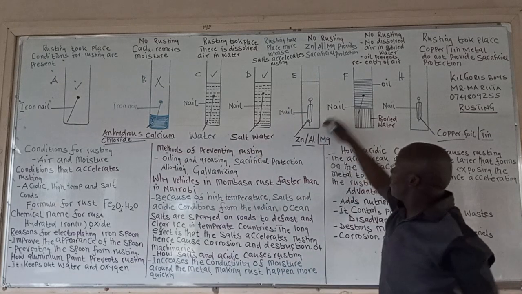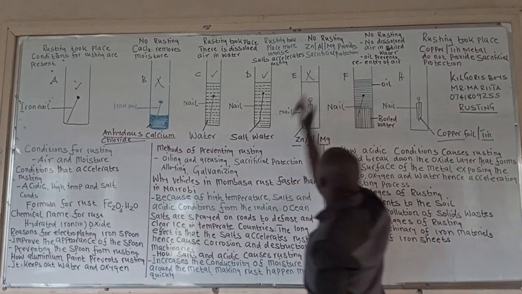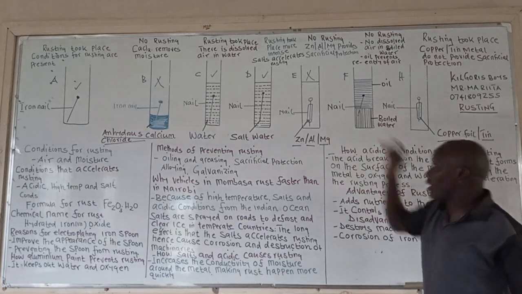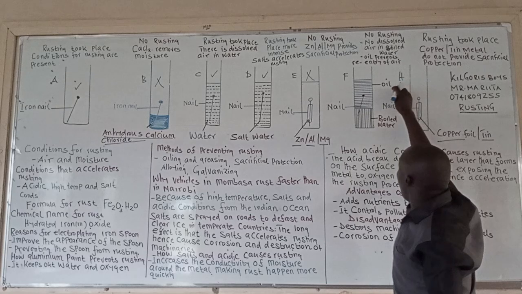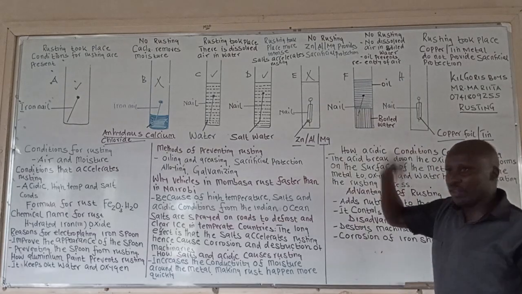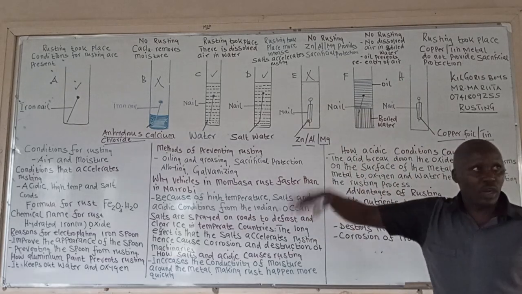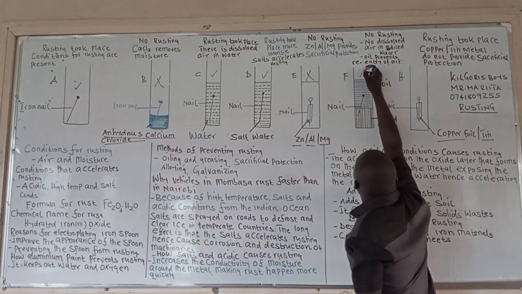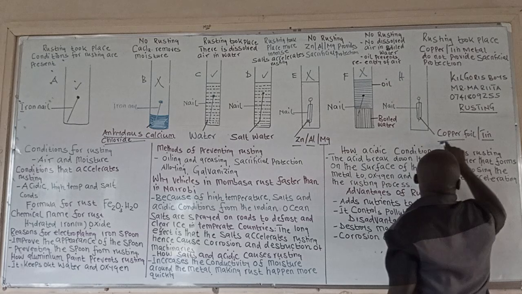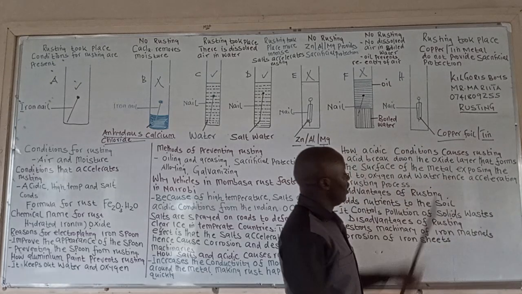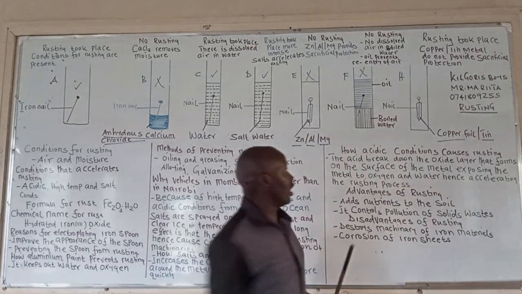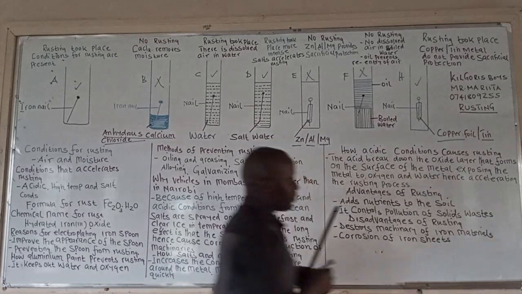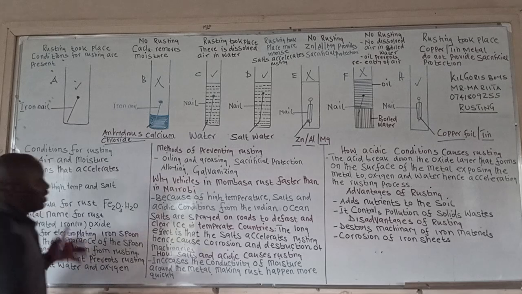Here there will be no rusting, because aluminum, magnesium, and zinc provide sacrificial protection. A layer of oil on boiled water drives out the air, and the layer of oil prevents its entry. So in this case, there will be no rusting. Copper foil or tin does not provide sacrificial protection, and that means there will be rusting in that case. So that is a summary of the diagram.